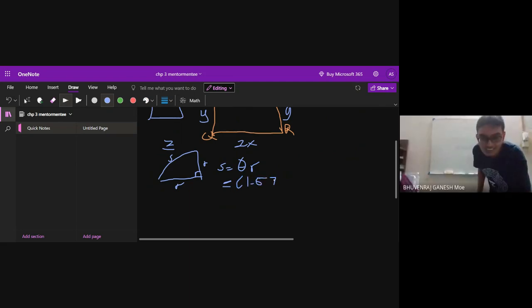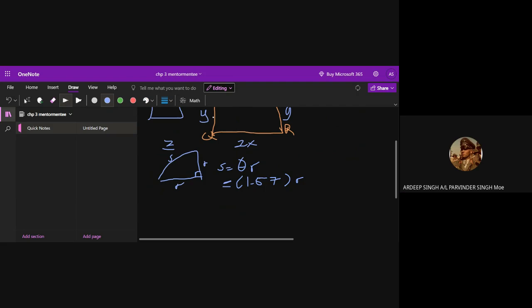Adi, that one is theta, not pi. Oh, sorry. So theta, sir, pi is the whole circle. Oh, okay, sorry. So theta times r. So it's 1.57 times r.